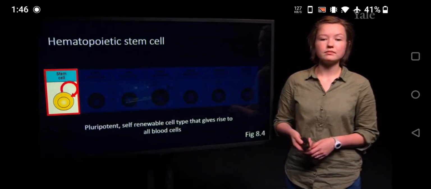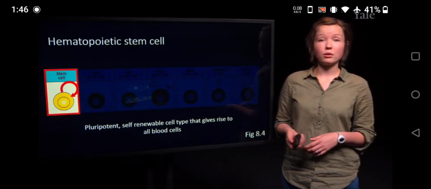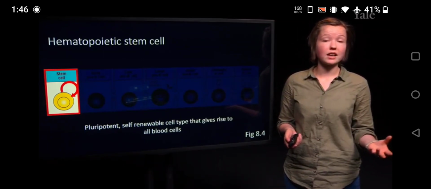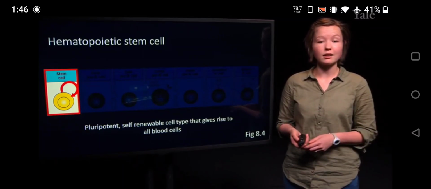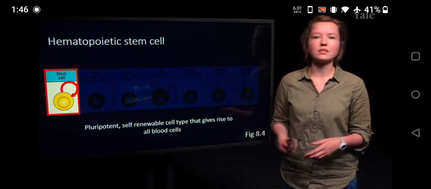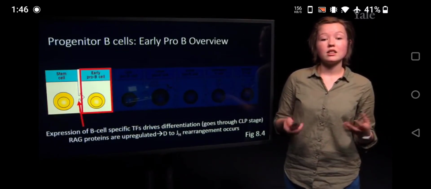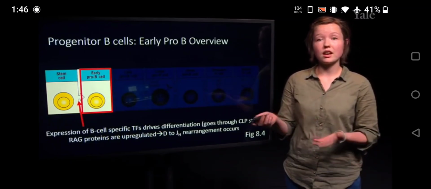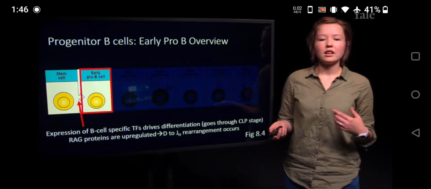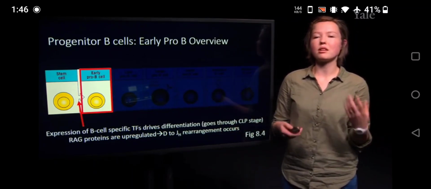So moving specifically through each stage, we start out as this hematopoietic stem cell, which is a pluripotent cell, meaning that it can give rise to many different cell types. As it does, it gives rise to all the different blood cell types. And it's self-renewing, meaning that it will give rise to other stem cells that will continue to propagate and produce more blood cells. Then this stem cell will transfer through the common lymphoid progenitor stage, and during this stage specifically, this is when the blood cell will commit to a B cell lineage.